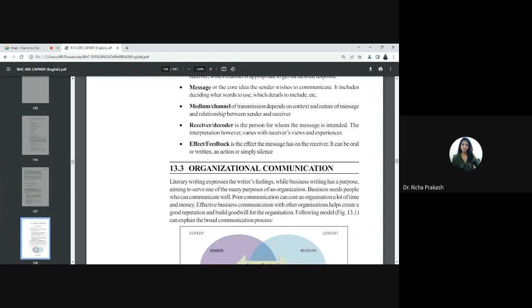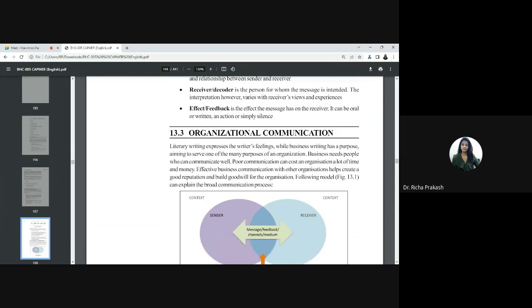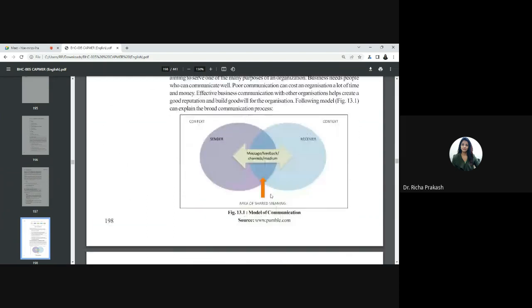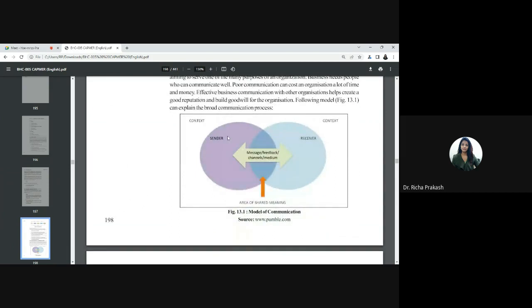And then later on, you can say, "Ma'am, this part I didn't understand," or "This is my question. Please probably repeat it again," or whatever it is. So feedback. ऑर्गेनाइजेशनल कम्युनिकेशन, मॉडल ऑफ कम्युनिकेशन, तो एक सेंडर होता है बड़ा, एक बड़ा रिसीवर होता है. मैसेज, फीडबैक, चैनल्स, मीडियम सब कुछ इंटर कनेक्टेड होते हैं उससे, ठीक है.